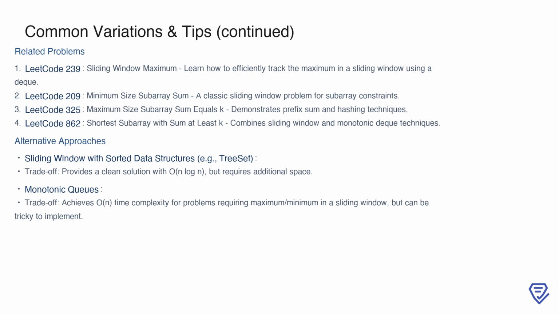Beyond these, there are alternative approaches to solving subarray problems. For example, using a sliding window combined with sorted data structures like a tree set provides an elegant solution with O(n log n) complexity, but it does come with additional space requirements. Alternatively, monotonic queues can achieve O(n) time complexity for problems that involve finding the maximum or minimum values in a sliding window. However, implementing monotonic queues can be more challenging due to their complexity.